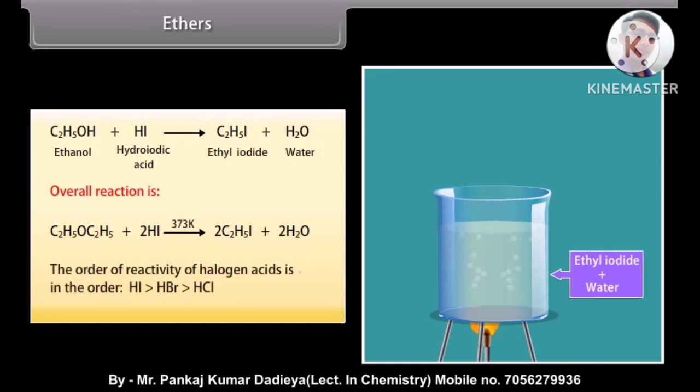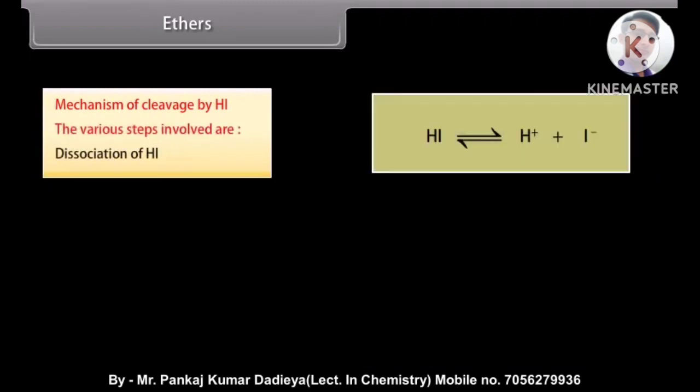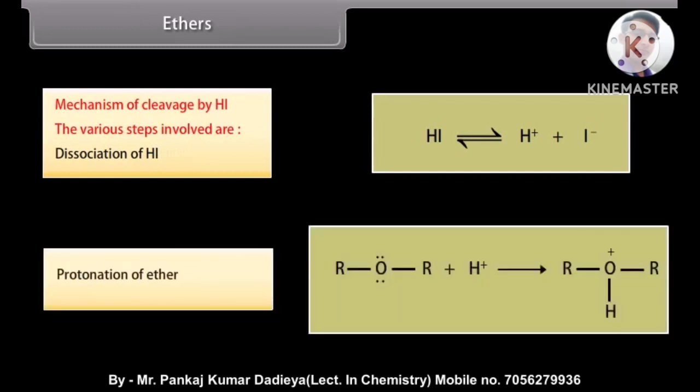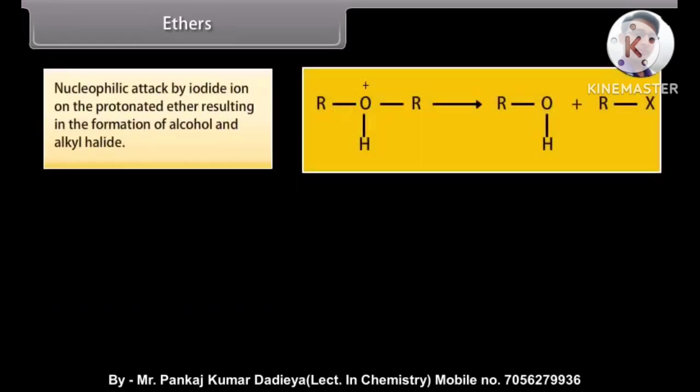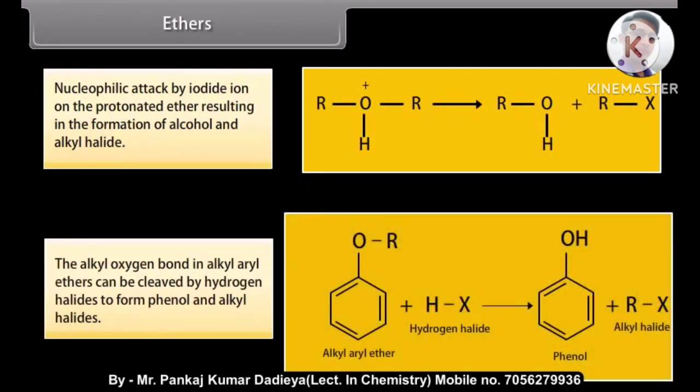The order of reactivity of halogen acids is hydrogen iodide, followed by hydrogen bromide and then hydrogen chloride. Mechanism of cleavage by HI. The various steps involved are dissociation of HI, protonation of ether, and nucleophilic attack by iodide ion on the protonated ether, resulting in the formation of alcohol and alkyl halide. The alkyl-oxygen bond in alkyl aryl ethers can be cleaved by hydrogen halides to form phenol and alkyl halides.